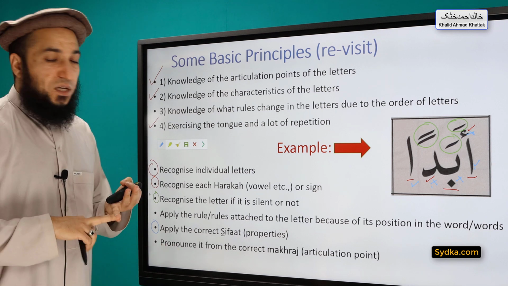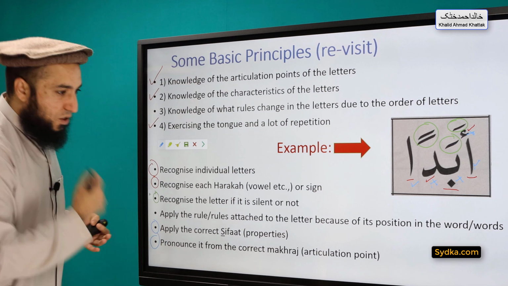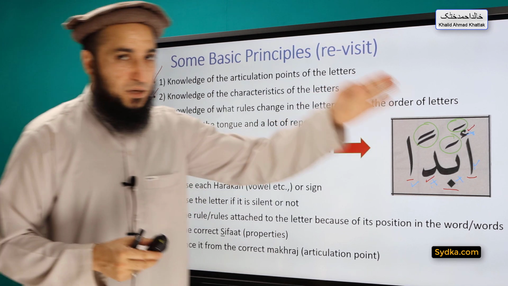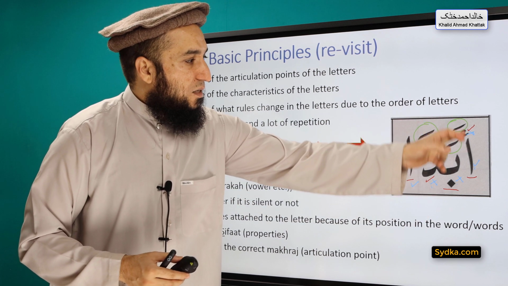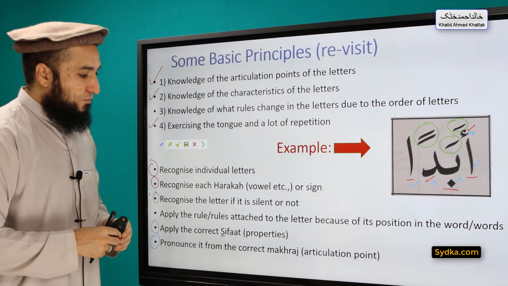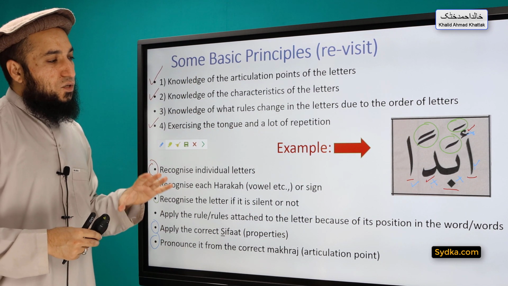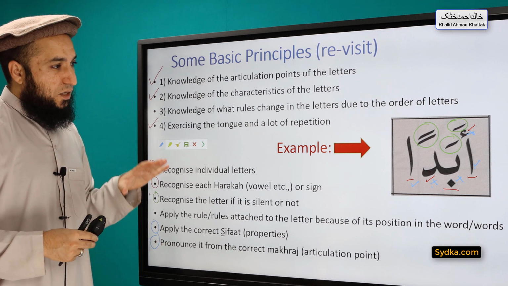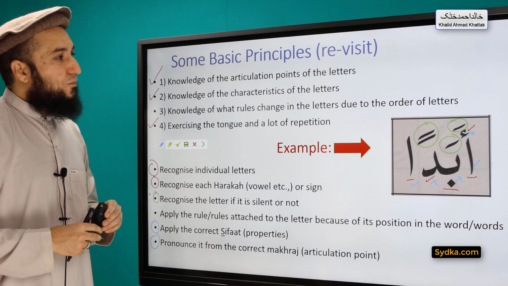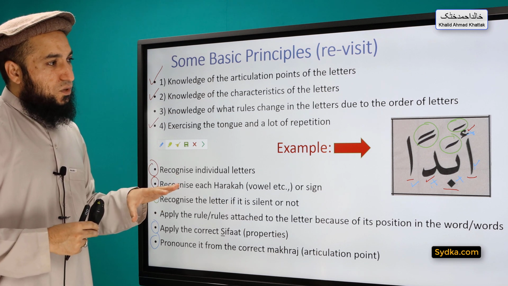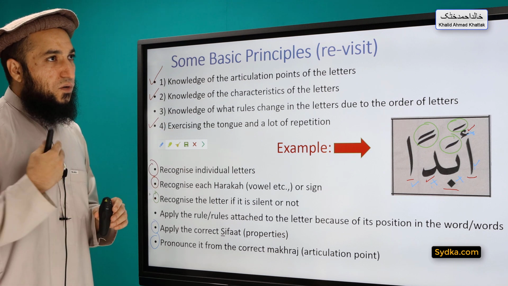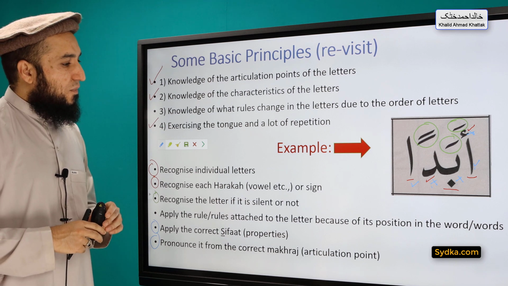The next one is pronouncing each letter from its correct makhraj, articulation point. And the other one we can add is we count how many syllables are there. For example, here is a, one, ba, two, then, so there are 3 syllables in this word. If we manage to implement these steps correctly, then our reading and recitation will be very easy. These are not fixed rules, you can add or subtract to it. These are just general guidelines for recitation or reading the Arabic.